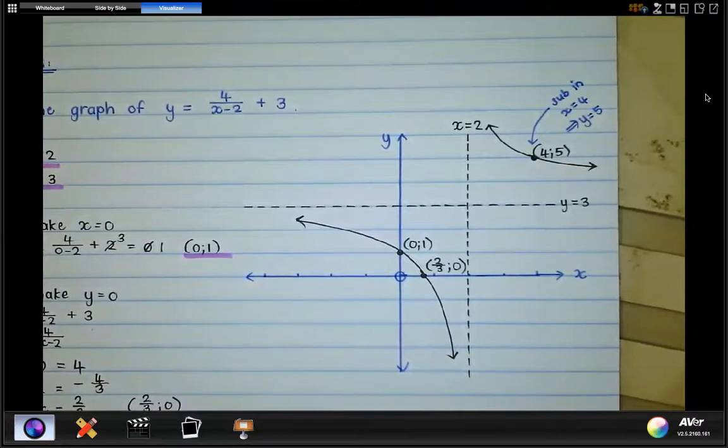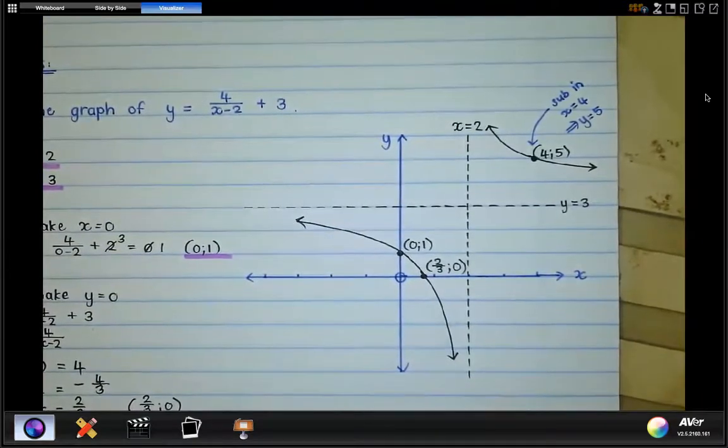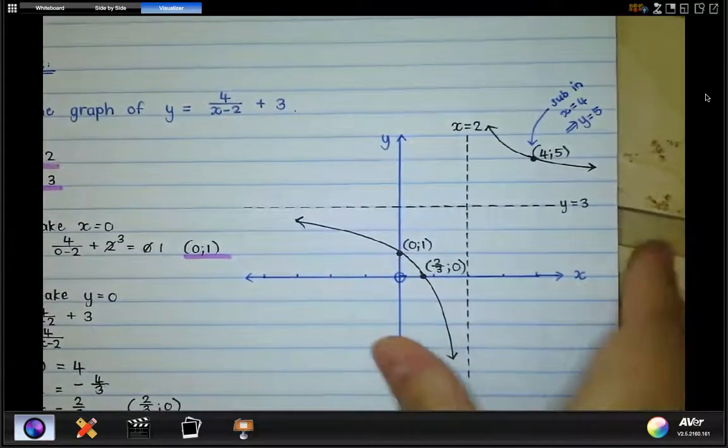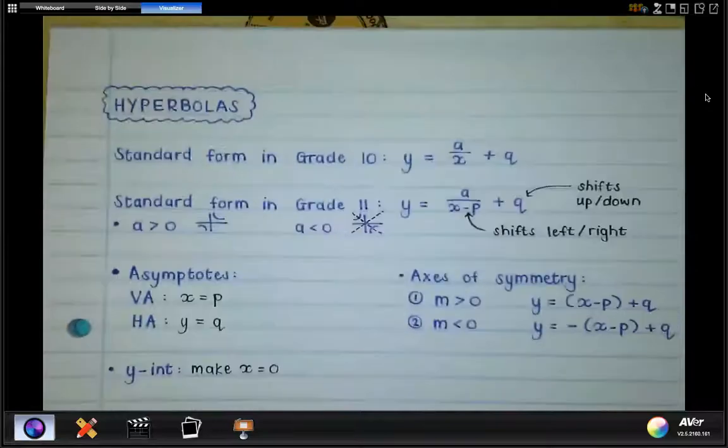Okay, I want you, let me just see what's the time. Yeah, so I want you guys to practice some of these hyperbolas, drawing them on your own. So your homework for Monday is going to be to draw these hyperbolas. I'll write them down.